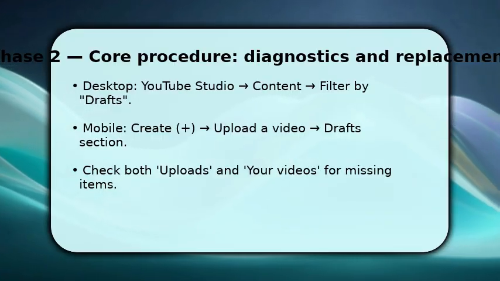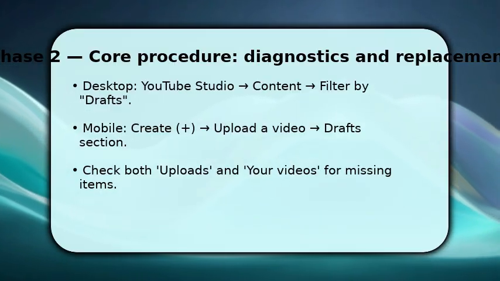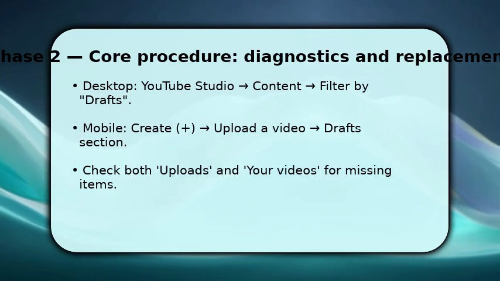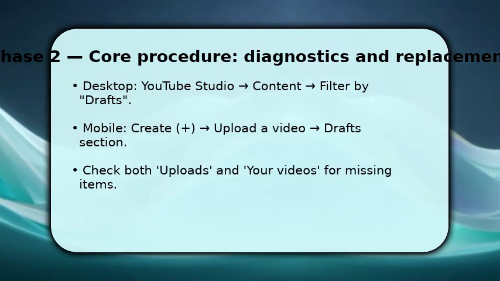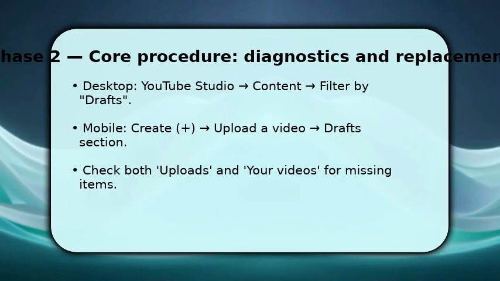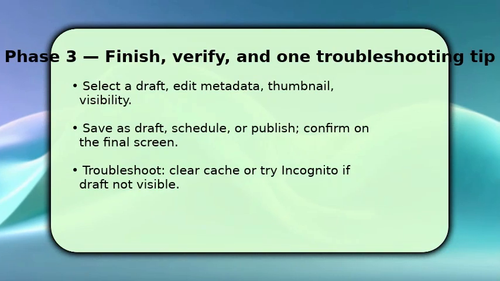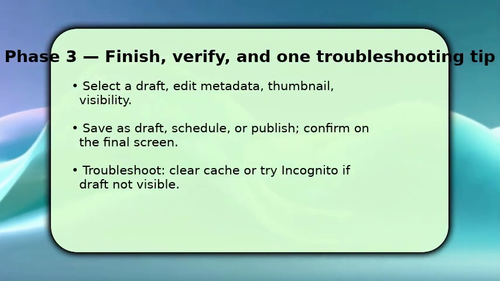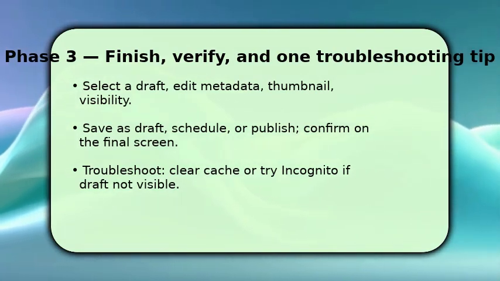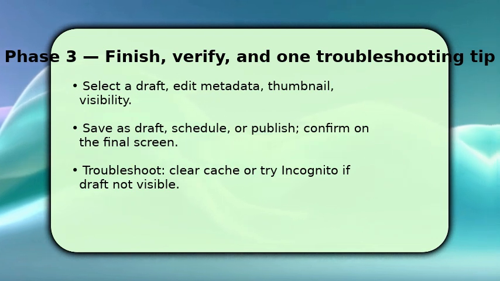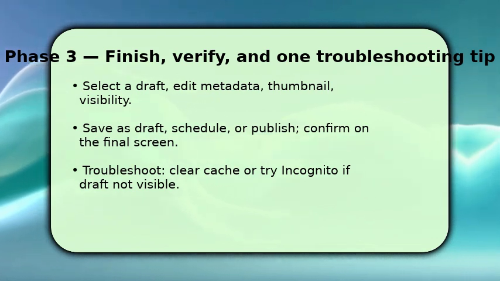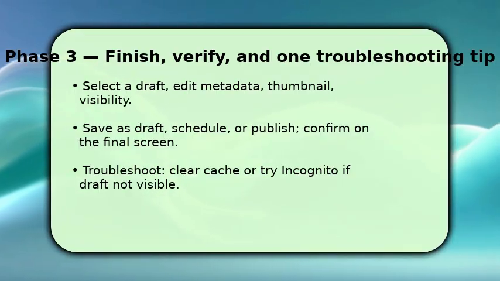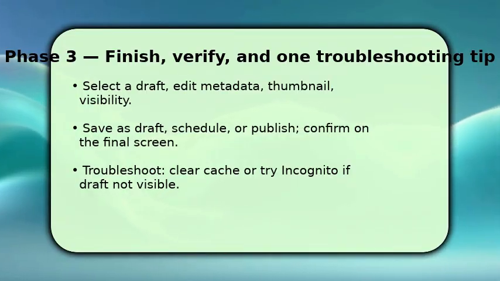Make sure to check both the Uploads list and your Videos area because some drafts are cloud saved while others remain on device. If you see the title, tap it to open the editor and continue. Select the draft to open the editor. Edit title, description, tags, thumbnail, and visibility settings so they match your plan. Once edits are done, you can save again as a draft, schedule a publish time, or publish immediately. Make sure to confirm on the final screen.